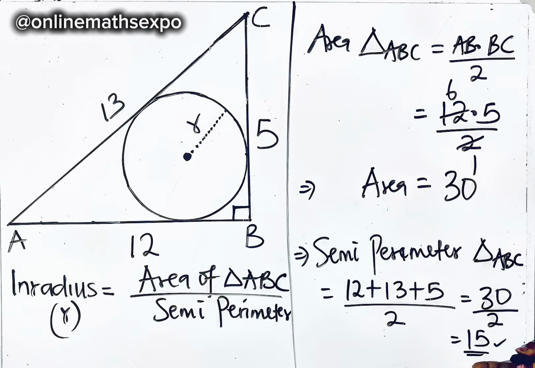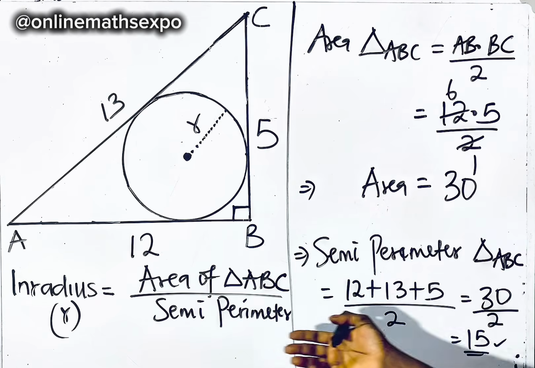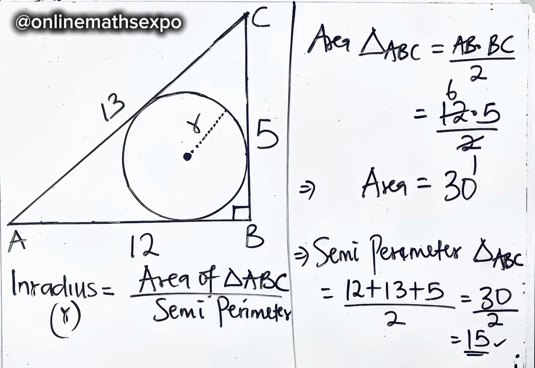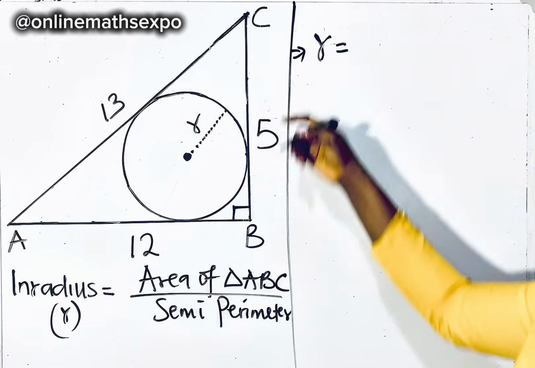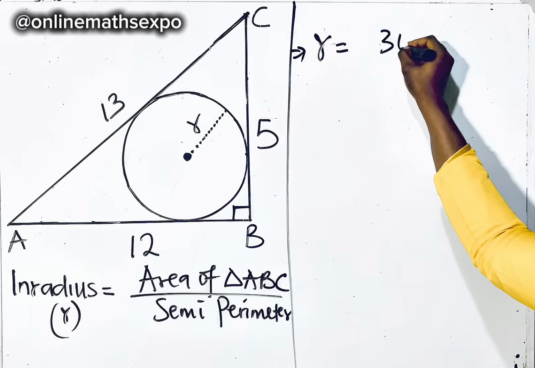Now that we have gotten the semi-perimeter and the area of the triangle, we can now get the inradius. So we have it that our R is given as the area, which we got as 30.